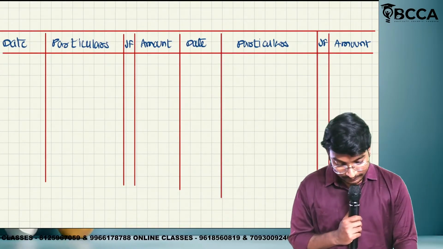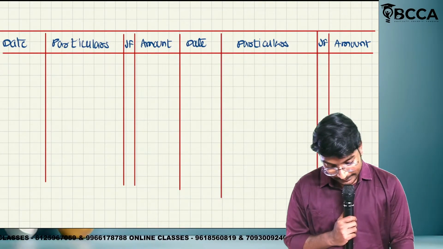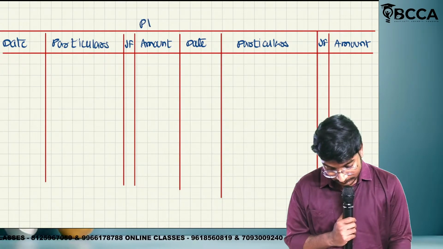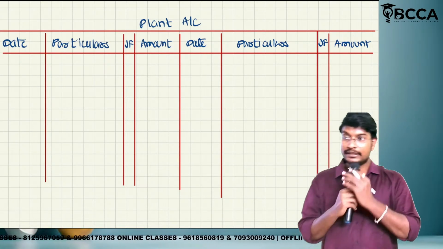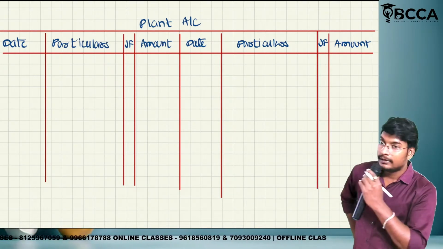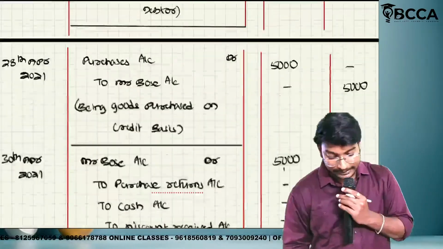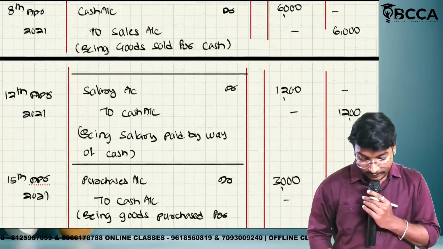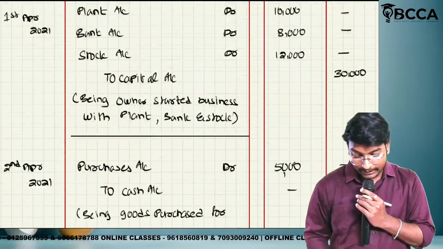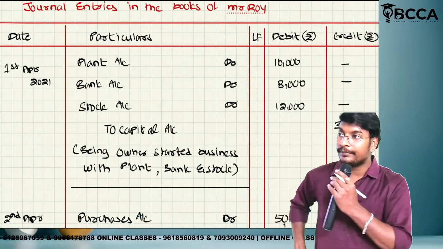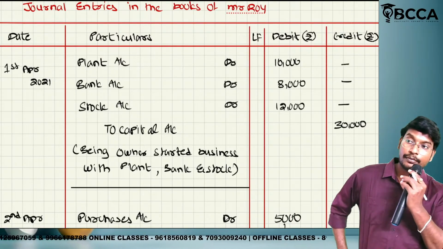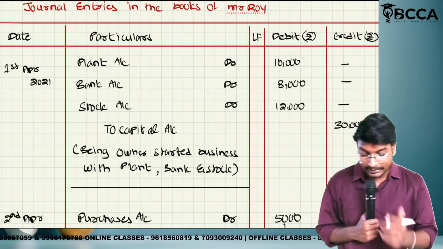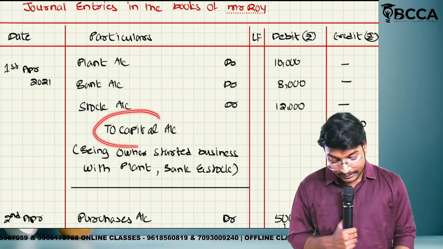What is the first account name? Plant account. Is the plant account debited or credited? In the journal entry, if you observe, the plant account is debited. So in the ledger we need to post on the debit side, by way of the opposite asset. What is the opposite asset here? Here the opposite asset is capital account.